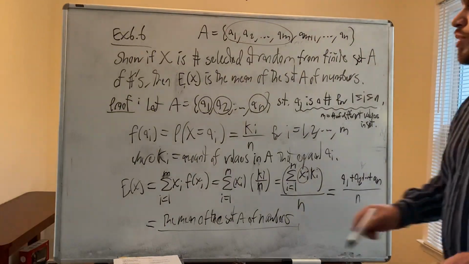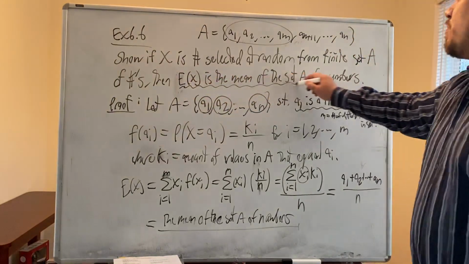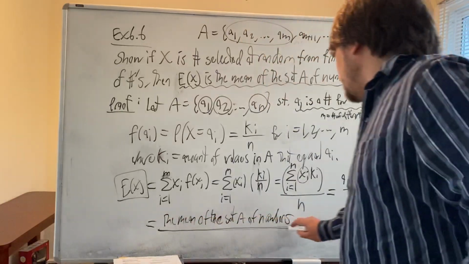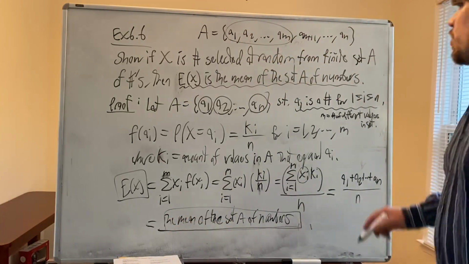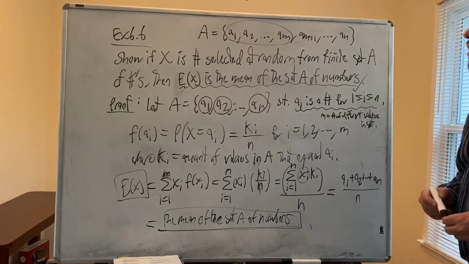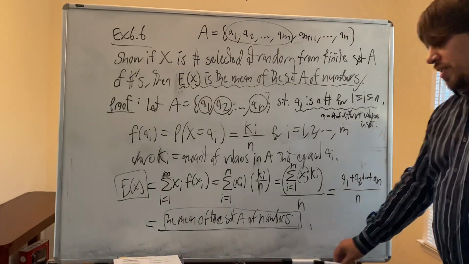Okay, so the conclusion we wanted to reach was that E of x is the mean of the set capital A of numbers. And what we showed is that E of x is equal to the mean of the set capital A of numbers. And so we proved that, and so we're done. Okay, and so that's example 6.6. That's the end of the proof.